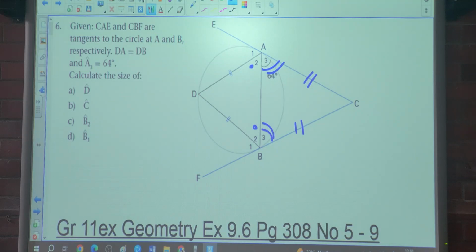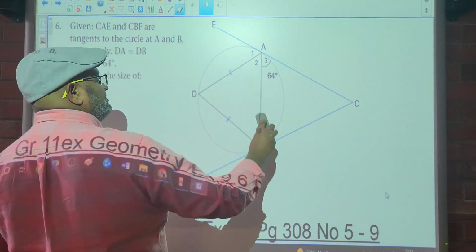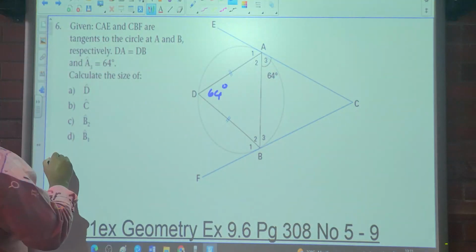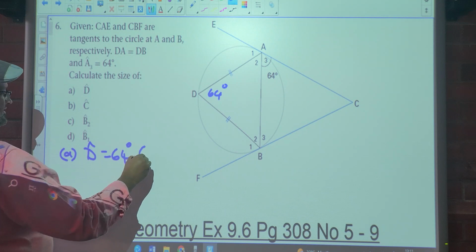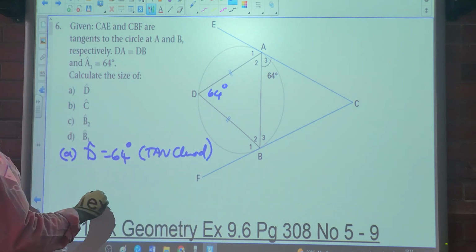Then A3 is 64. Calculate the size of angle D. Angle D is equal to 64. Why? Tangent-chord theorem. Okay, so D is 64.